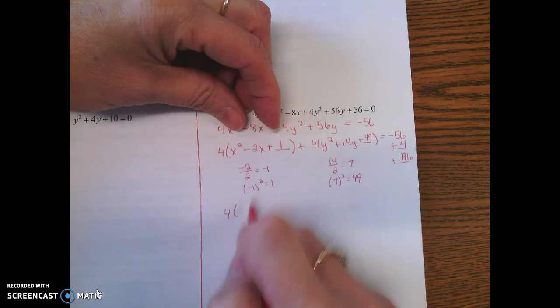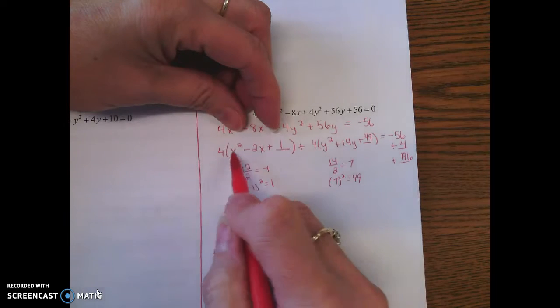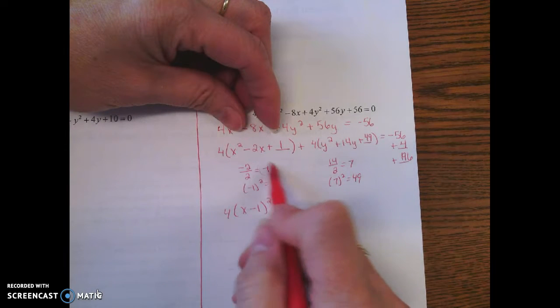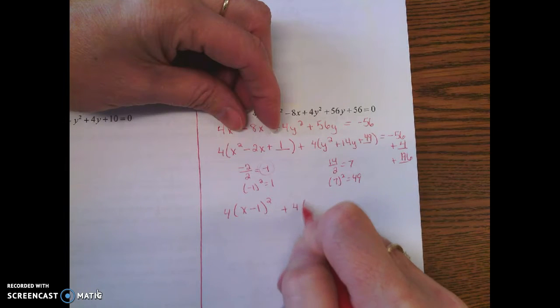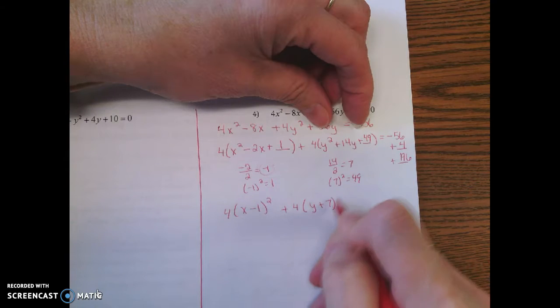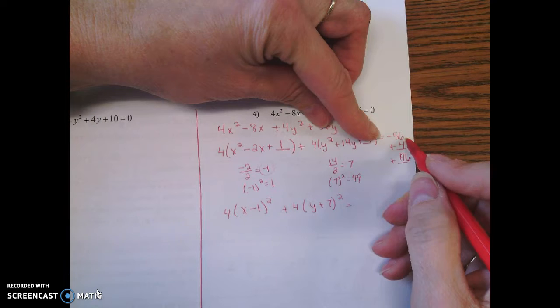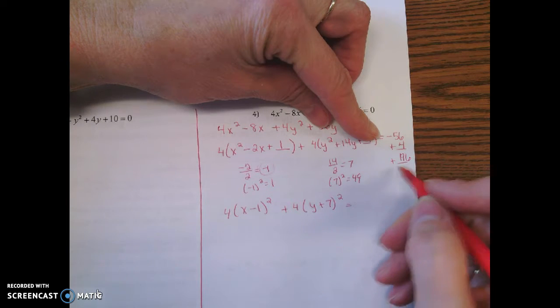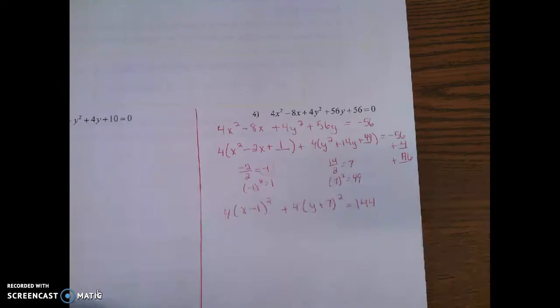This is now a perfect square trinomial. It factors into x minus 1 squared. It's always going to be whatever this was right here, half of that term. Then I have plus 4, and then this is a perfect square trinomial. It's y plus 7 squared. And negative 56 plus 4 plus 196 is the value 144.